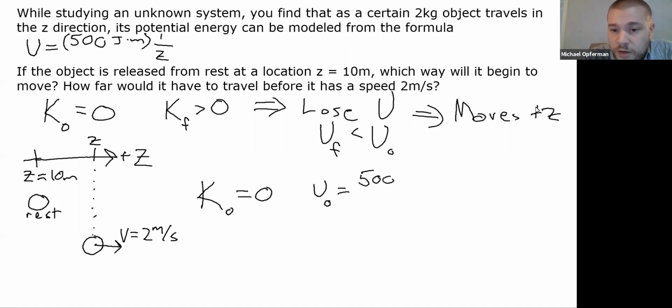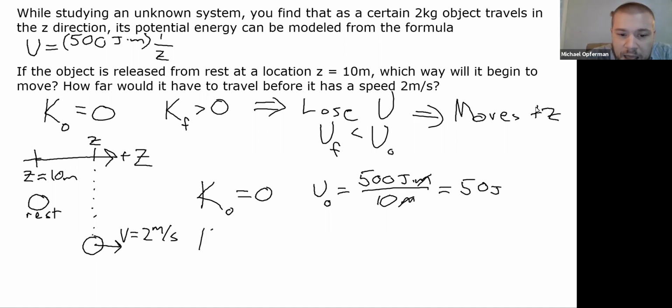So it's 500 joule times meter divided by 10 meters because z equals 10. And meter cancels out meter, and we end up just with 50 joules, positive 50 joules. So the system starts out with 50 joules of energy, 0 plus 50. Now in the final state, I'm going to have final kinetic energy. I have to use the formula. I'm going to have half mv squared.